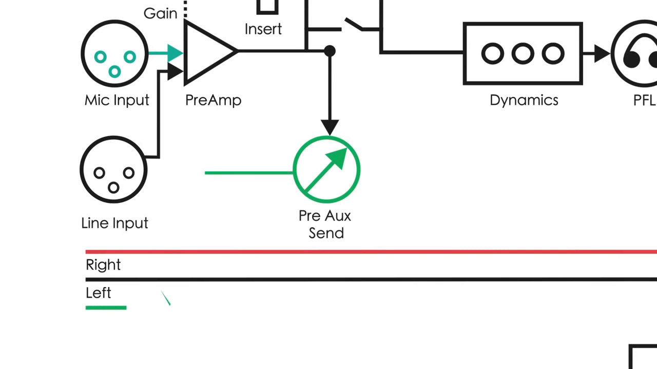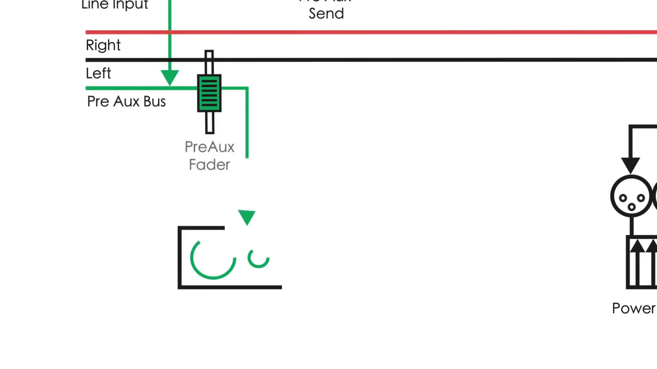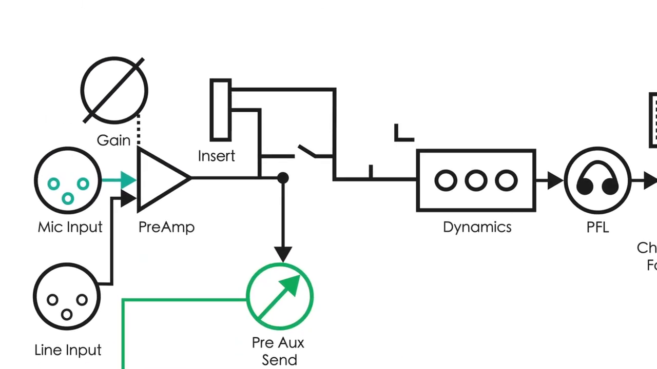The preaux send passes the signal of all selected channels to the preaux bus, which can be routed to stage monitors or in-ear monitors. After the preaux send comes the direct output. This is often used for multi-track recording or personal monitor systems.